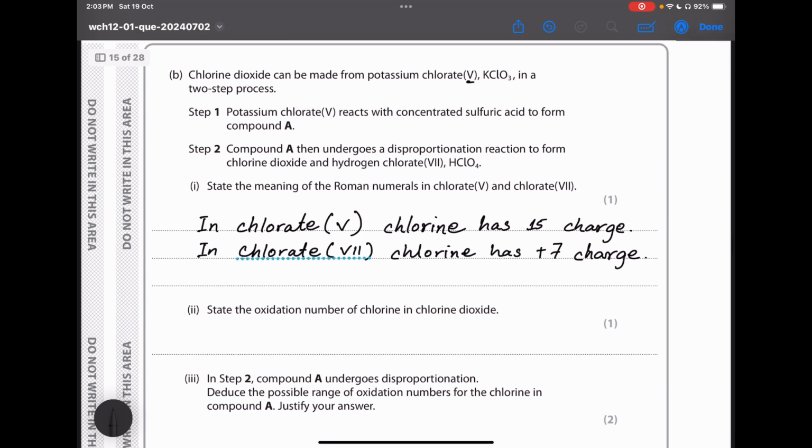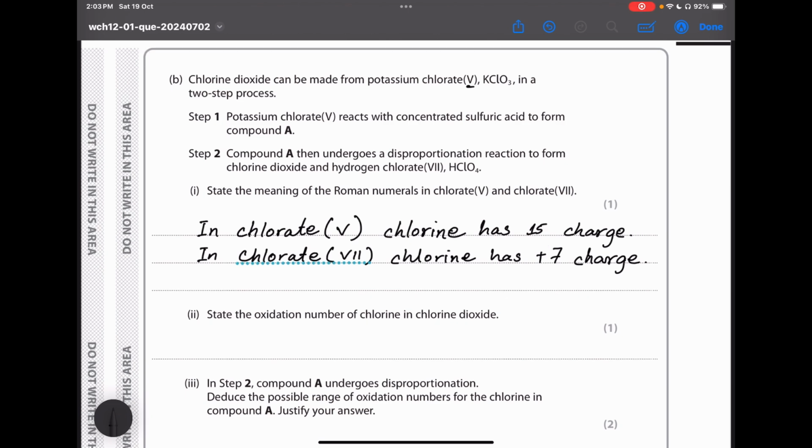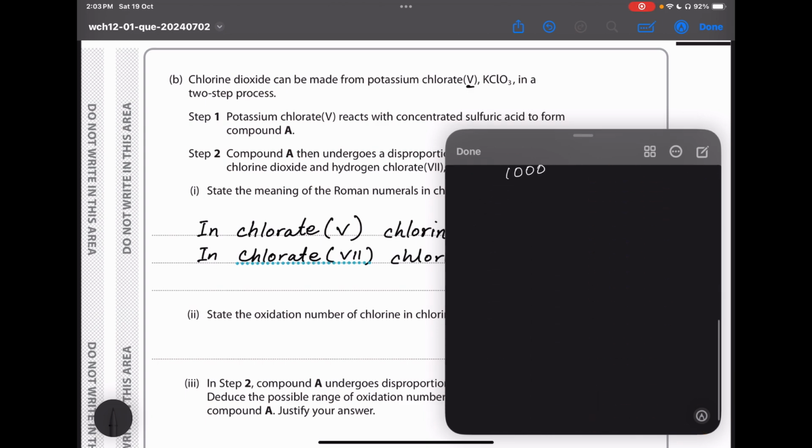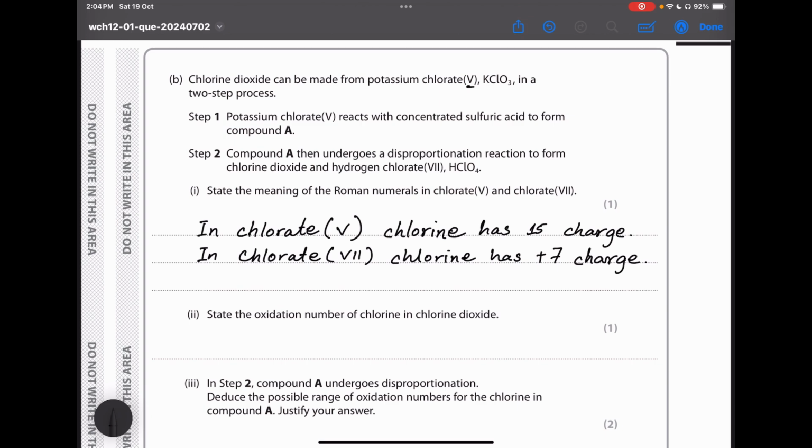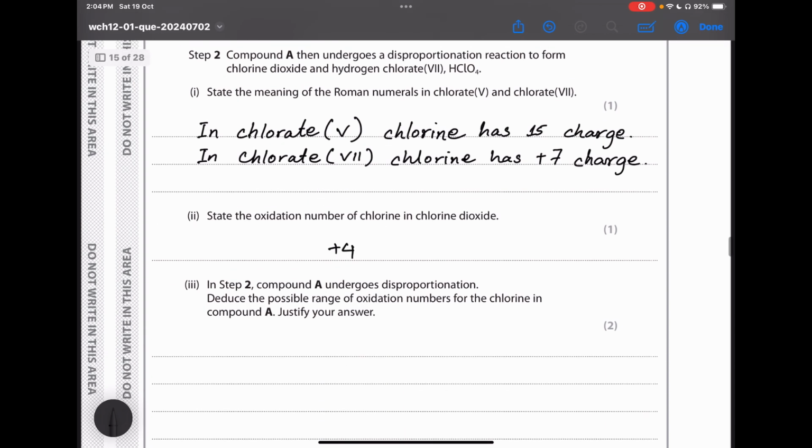Now, to calculate the oxidation number of chlorine in chlorine dioxide, we need to write down ClO2. If I make chlorine X, we know oxygen is -2. We have two oxygens, and this is neutral, so the total is 0. So if we subtract, X will be equal to +4 over here, right? So the oxidation number of chlorine is +4. We can directly give it as +4.